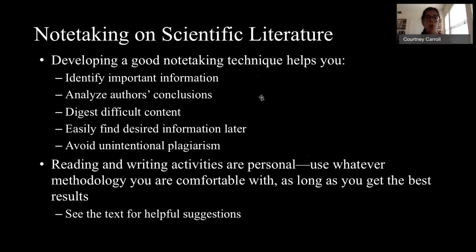As you read, you want to take notes, and you want to develop a good note-taking technique that helps you identify the important information, analyze the author's conclusions, digest difficult content, and then find desired information later. And importantly, avoid unintentional plagiarism.